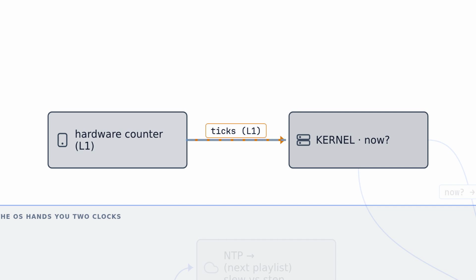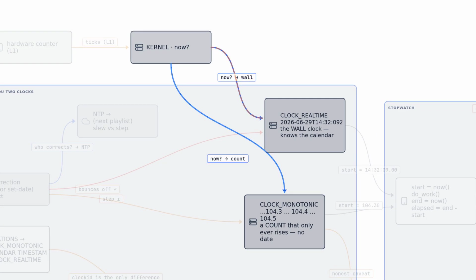At layer 2, the kernel reads the hardware counter we built at layer 1 and hands your program now. Sounds like one number. But there isn't one now. There are 2, and the whole episode is the difference between them. Both clocks stay on screen from here on. Everything lives on this pair.